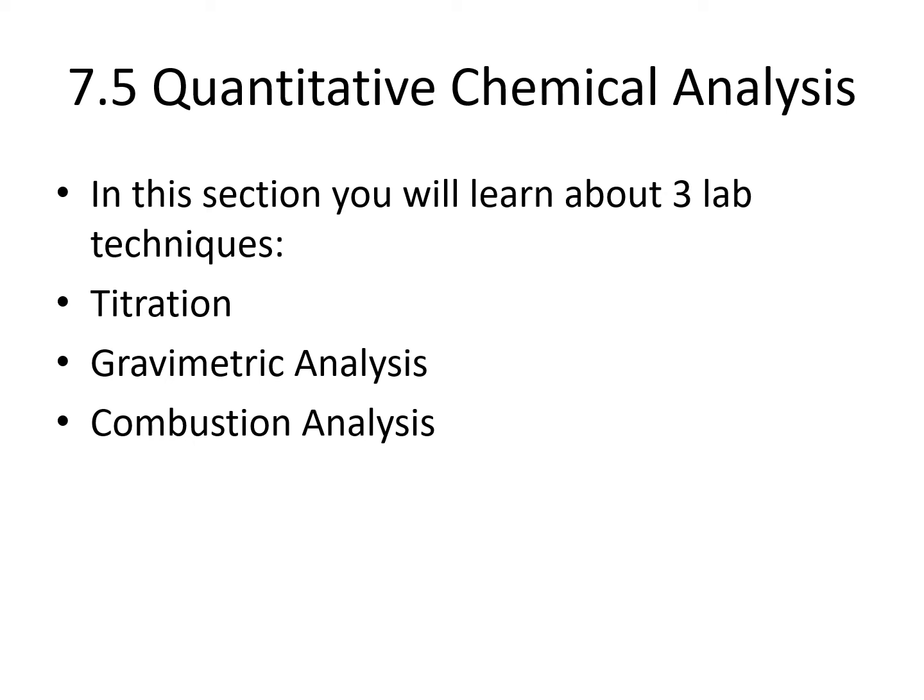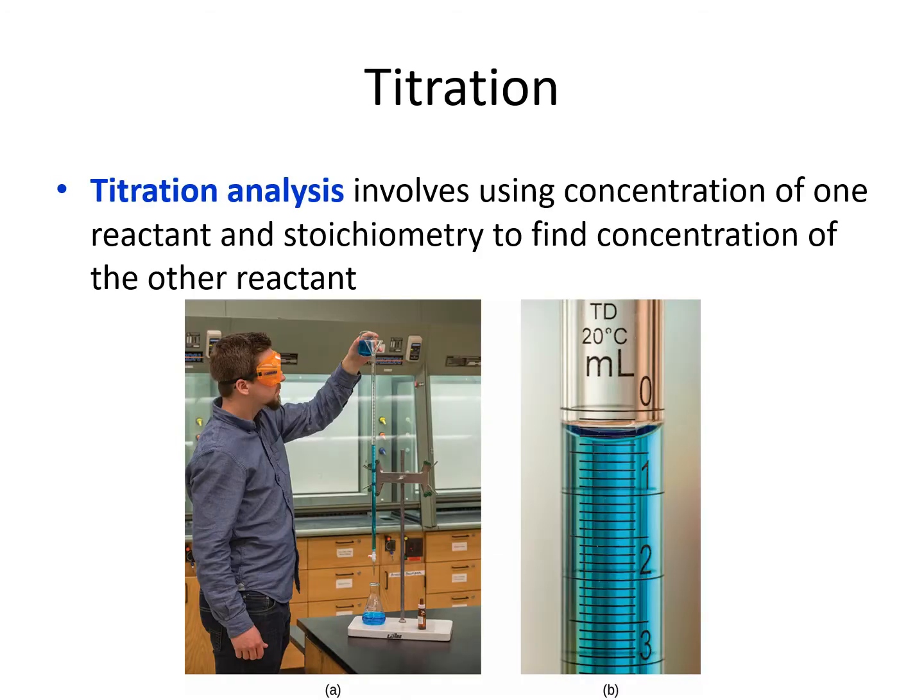In this last section of Chapter 7, we're going to be taking stoichiometry concepts and applying them to 3 lab techniques: titration, gravimetric analysis, and combustion analysis. Our first technique is titration. In titration, we're using a known amount of one of our reactants and the stoichiometry of the equation to find the concentration of the other reactant.